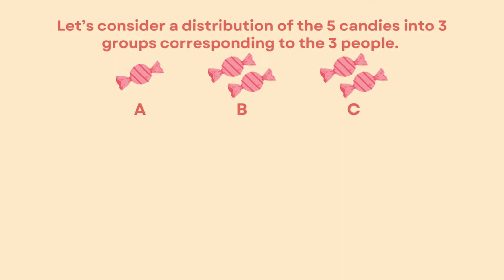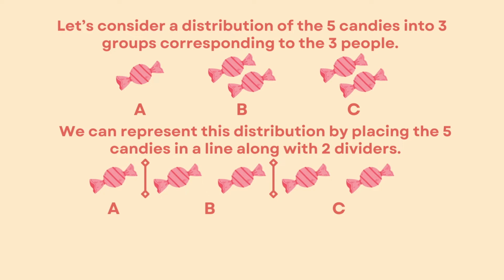So going back to the example, let's consider a distribution of the 5 candies into 3 groups corresponding to the 3 people. Let's call the people A, B, and C. This is equivalent to placing the 5 candies in a line along with 2 dividers. For example, in this arrangement on the screen, A gets the candies before the first divider, B gets the candies between the dividers, and C gets the candies after the second divider. So A gets 1 candy while both B and C get 2 candies.